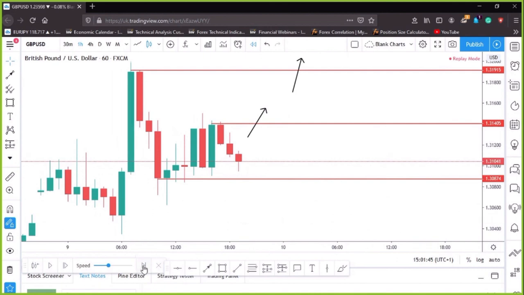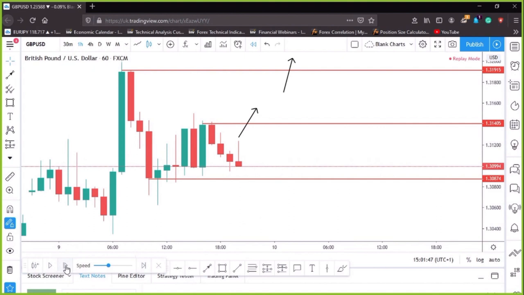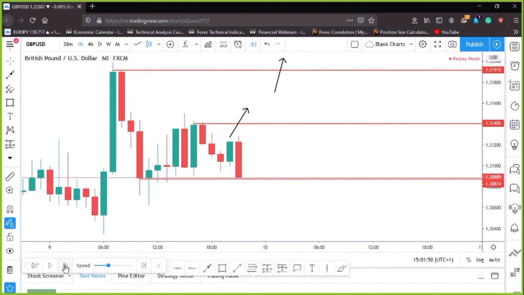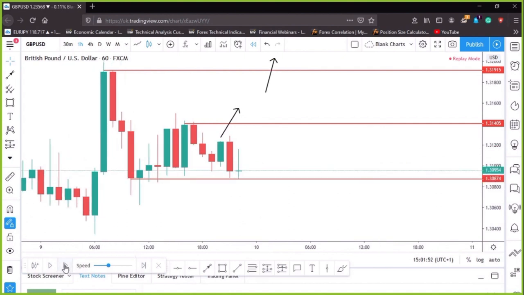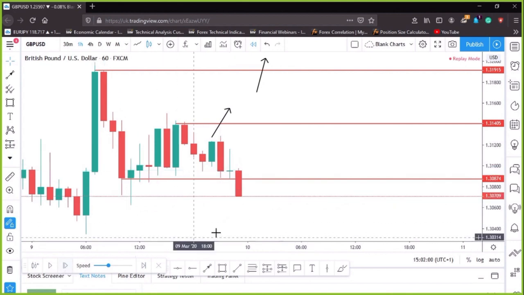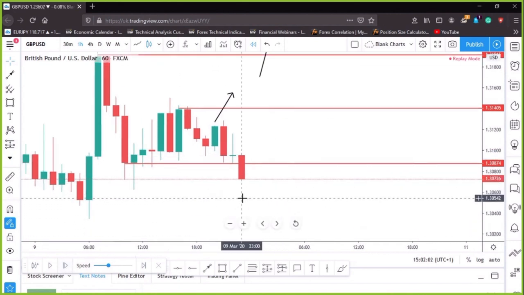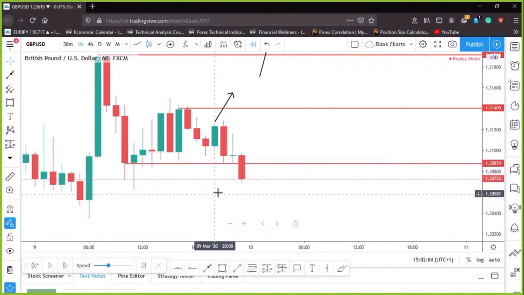So let me just forward this a little bit, okay? So we're moving sideways. Okay, what's the time on this candle? Let's see. Right, so it's late night now, so we should be getting a new daily candle opening in 1 hour. Okay, right, so that's 23. Okay, so it would have opened here.